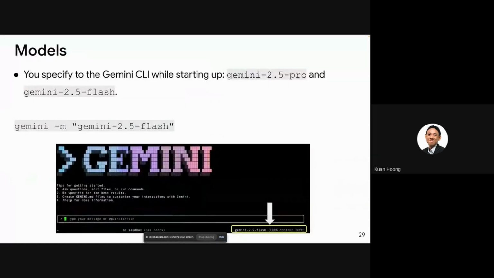So what are the settings available? When you start up Gemini, by default you get access to Gemini 2.5 Pro. But let's say you do not want to burn out all your tokens and you want to use a lower model, you can start by selecting Gemini 2.5 Flash. So when you invoke the command gemini, you can select a model. If you do not put anything, by default, you go to Gemini 2.5 Pro.